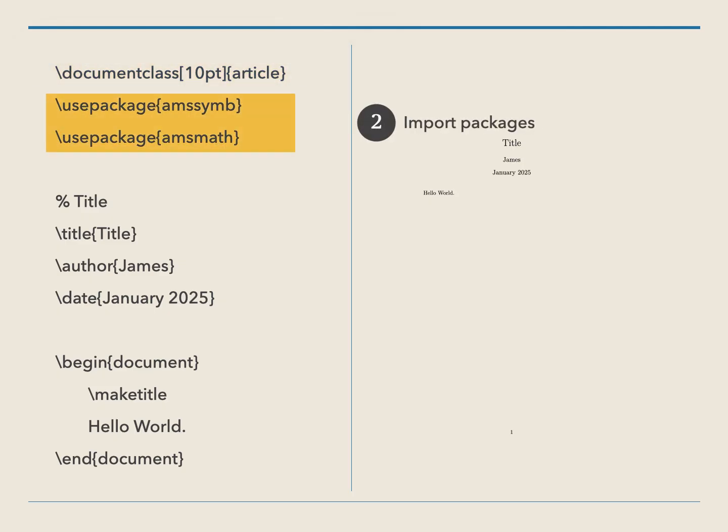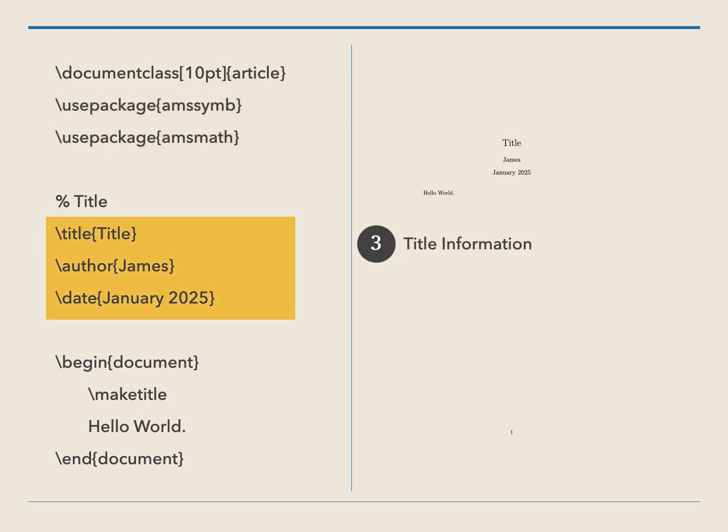And then we import the necessary packages. For simplicity, I've just given two examples. Using \usepackage, you can include here the AMS symbols and AMS math, which are necessary symbols for math documents. And then you would want to provide the title information. This is actually optional. If you don't use \maketitle later on, you don't have to have a title and author. But in most cases, it's good to put the title, author, and date here.